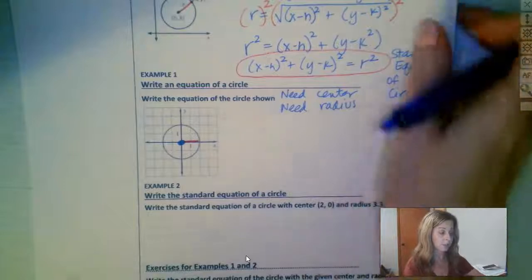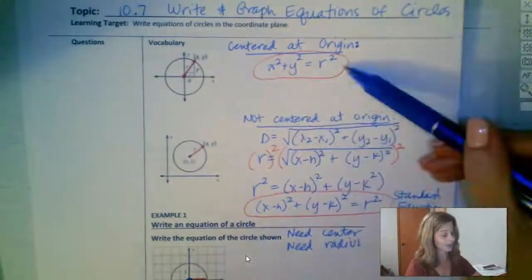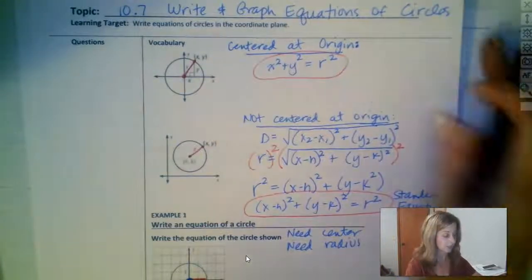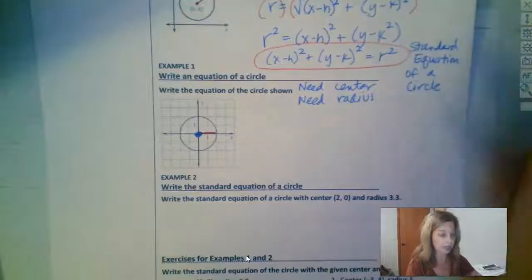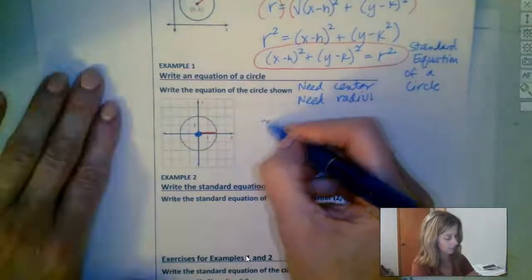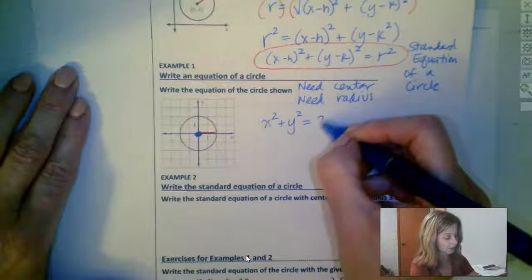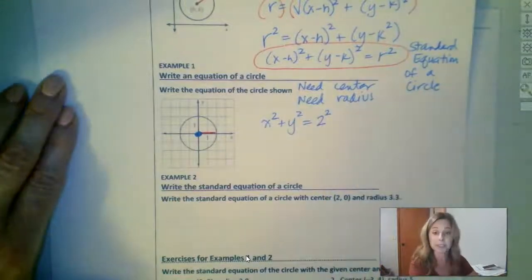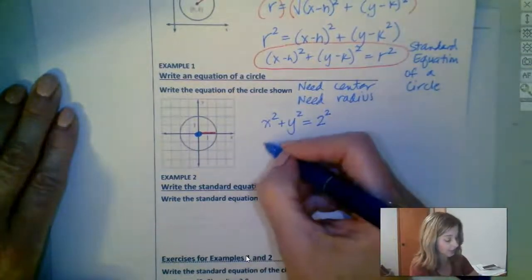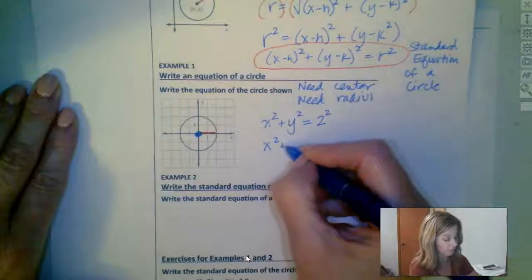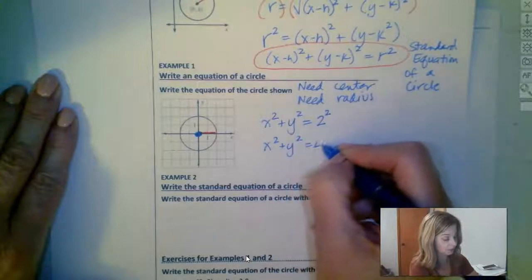Now if I recognize that I can use this formula, then we can go straight here. So I can write my equation to be x squared plus y squared equals, now r was 2, but the formula says to square it. So I need to actually square that. So the equation will be x squared plus y squared equals 4.